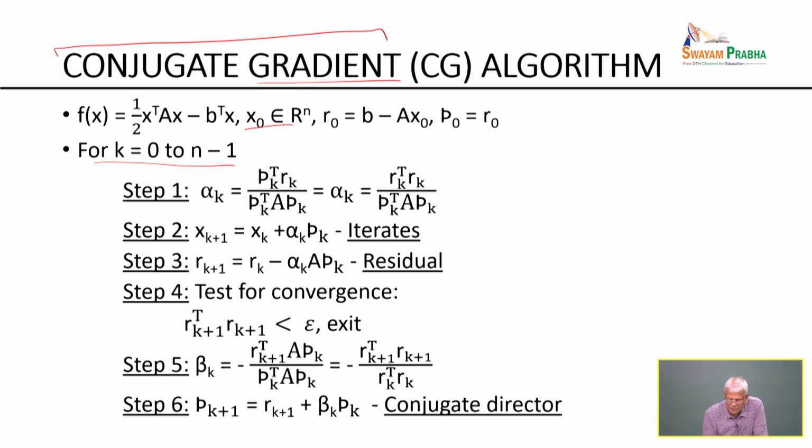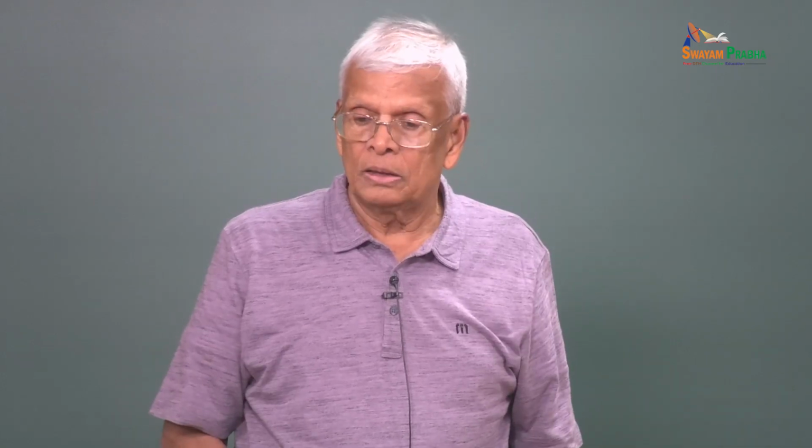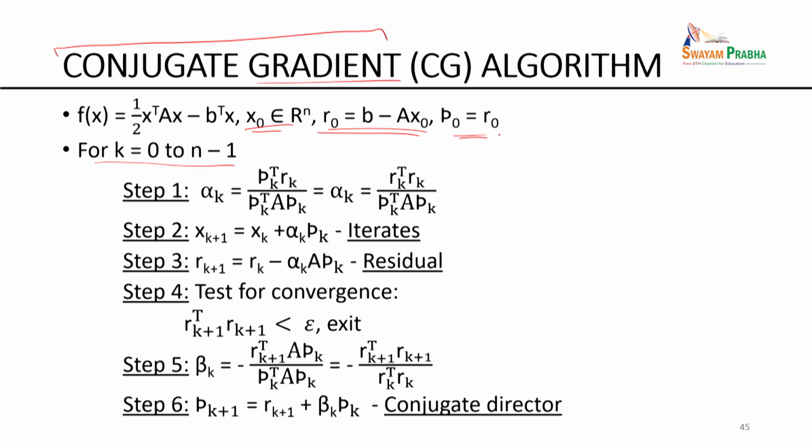X naught is the initial point, R naught is equal to B minus A x naught. So, you remember, the residual is given by the initial condition, automatic. I do not know what P naught is. So, I need to pick a set of n conjugate directions. Without loss of generality, I am going to pick the first direction to be equal to R naught.